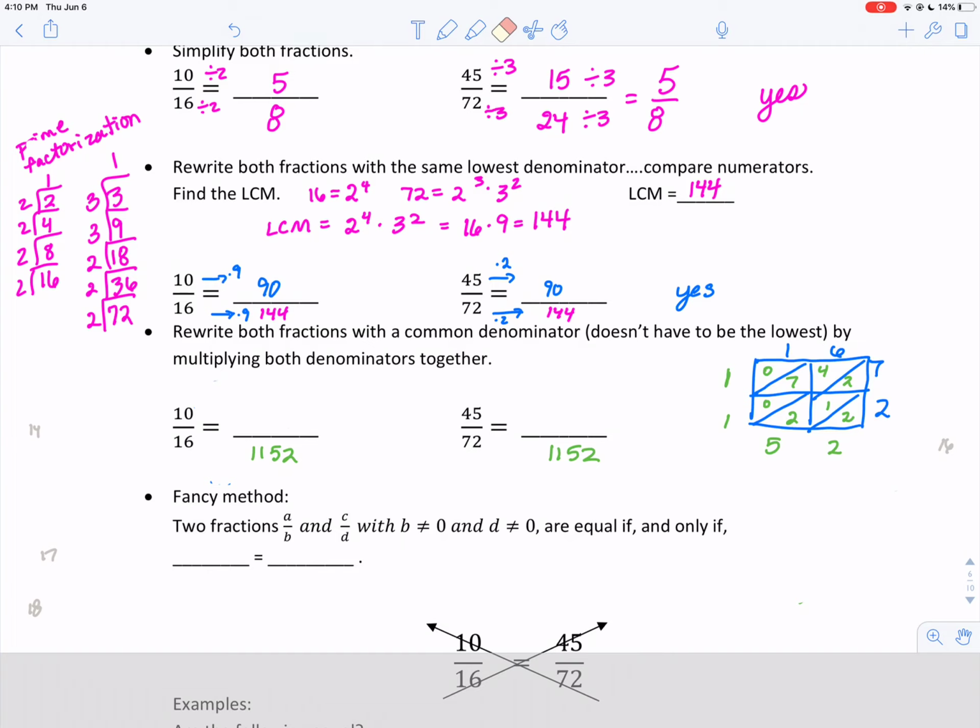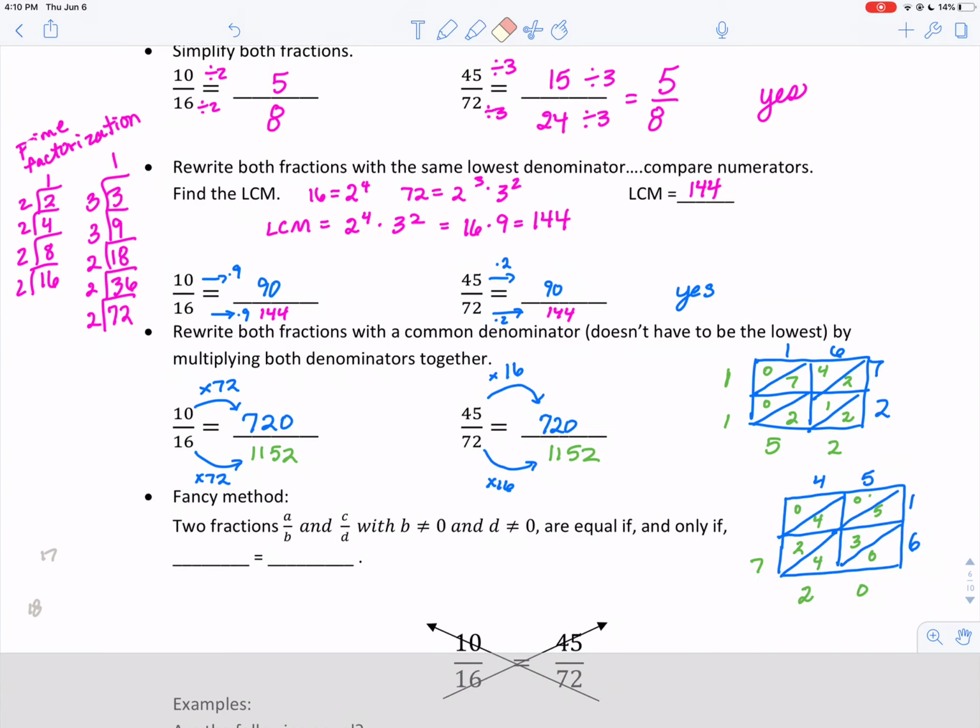Then next, you have to multiply the bottom 16 by 72 to get the top, and then the bottom 72 by 16 to get the top. And also, I did that by the lattice method. If you notice, they're both the same, so therefore those two fractions are equivalent.